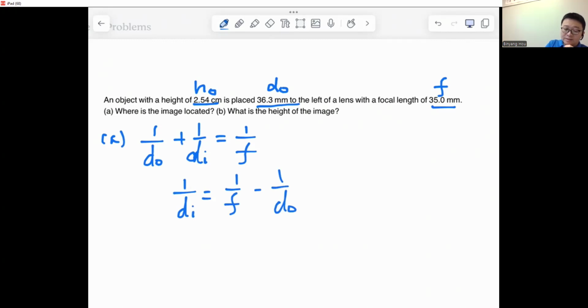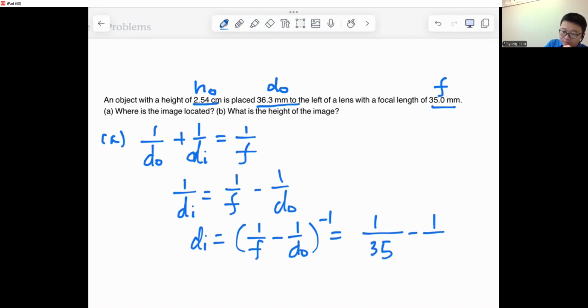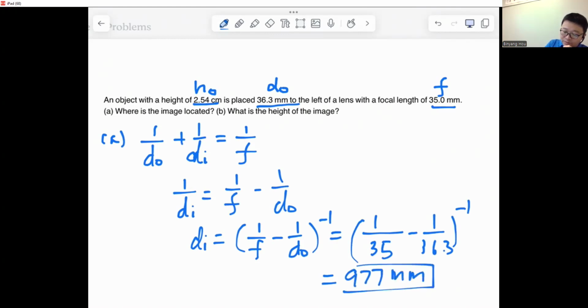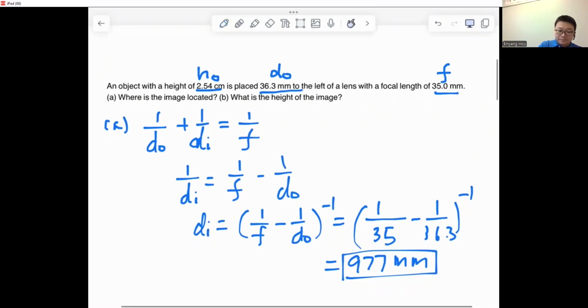So then DI is (1 over F minus 1 over DO) to the power of minus 1. And we just plug in numbers there, 35 here, and then 1 over 36.3, okay? And then get the inverse of that. So this will give us a rather big number, they are in millimeters, so 977, okay, on that.